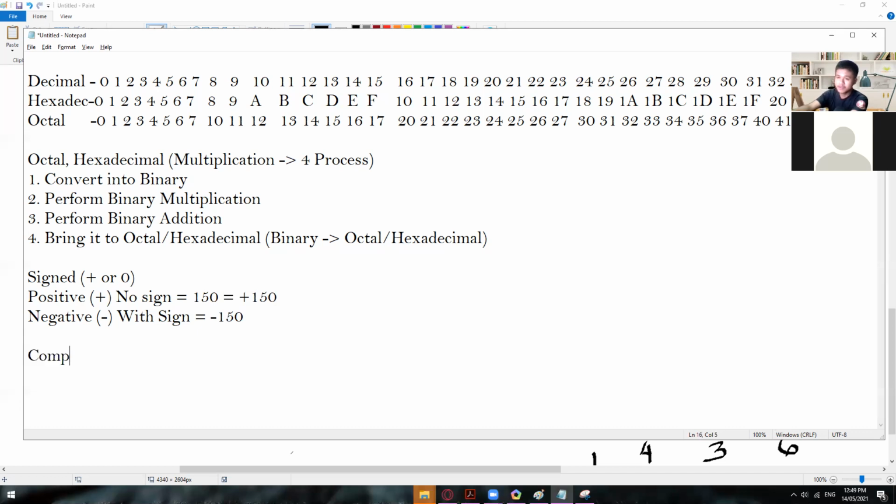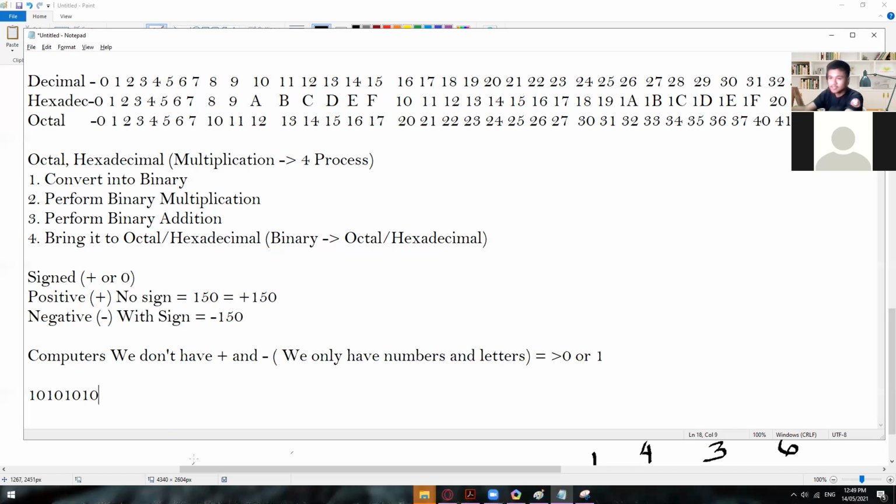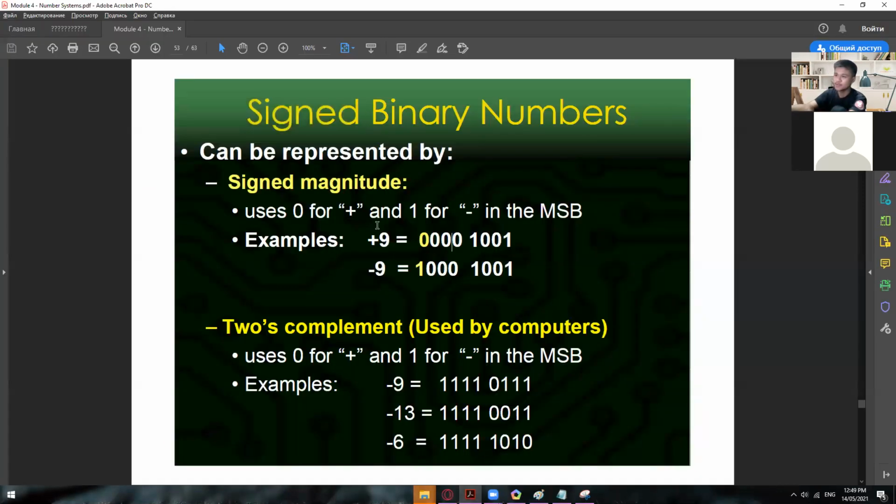However, in computers, we don't have positive and negative. In computers, we only have numbers, and letters to be exact. But the most basic foundation of how our computer reads data is via binary only. It's either 0 or 1. 0 for off and 1 for on. So that is why if we are going to represent this 150 as negative 150, it's still in the form of 1s and 0s, depending on the combination. So that's how it leads us to this sign magnitude, or two's complement process to be exact.